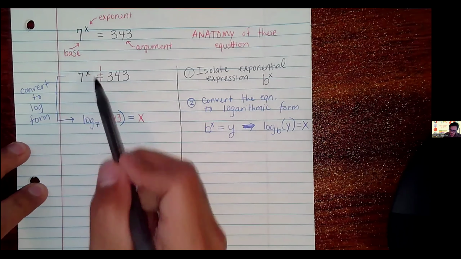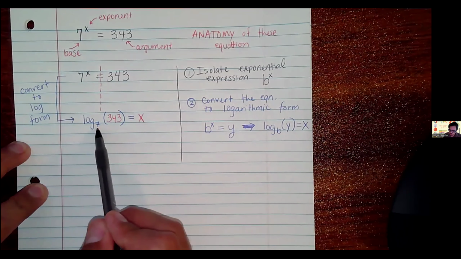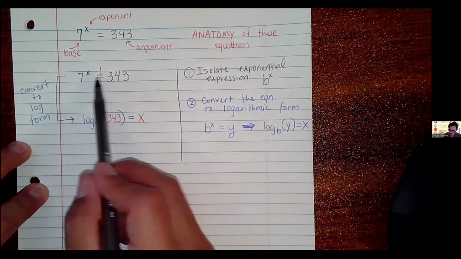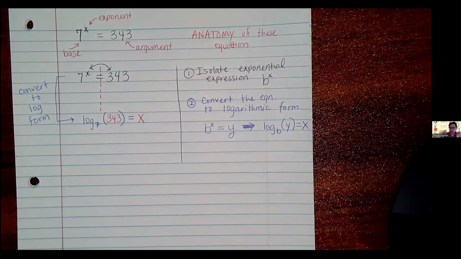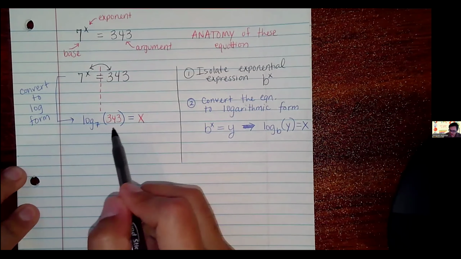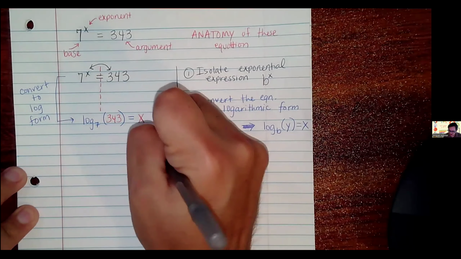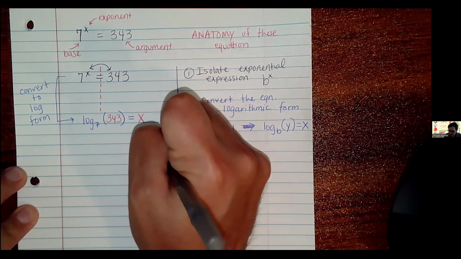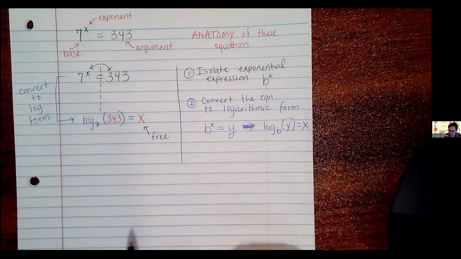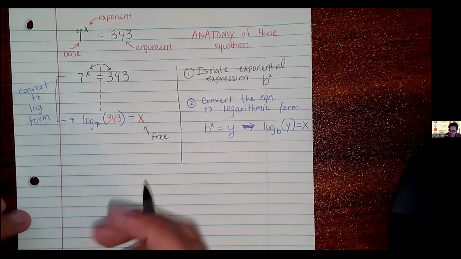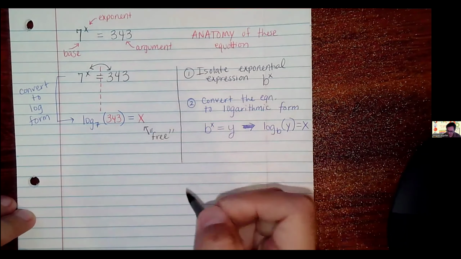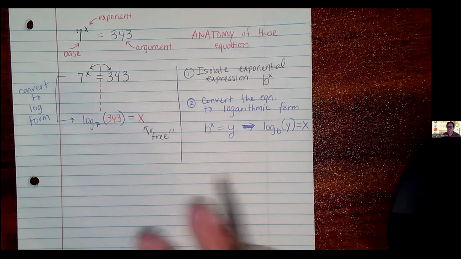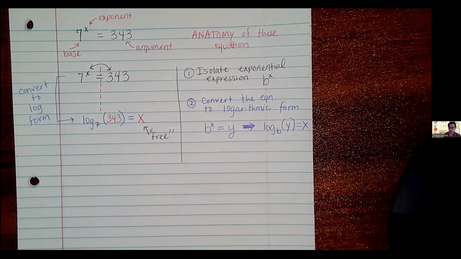When we convert it to log form, we write log base b, which happens to be 7 here, and then we swap the position of the x and the y, whatever those values are. But now this x is free from the prison, if you want to think about it like that. When we're solving equations in that sense, all we're trying to do is get x equal to some number. Okay?